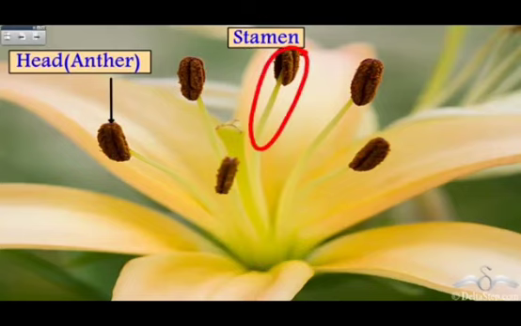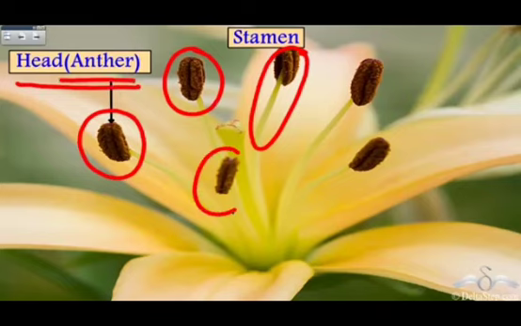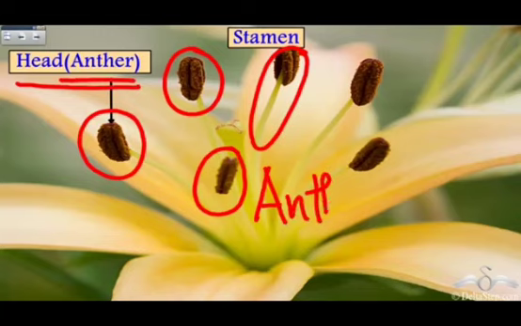But if you see, the stamen also has its own parts. Just like over here, the head of the stamen is known as anther. What is this head known as? It is known as anther.